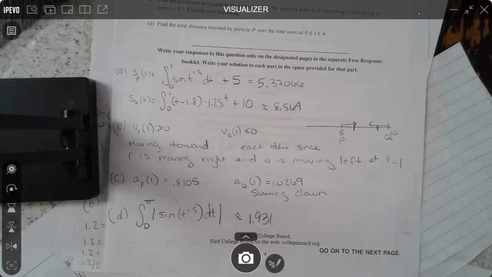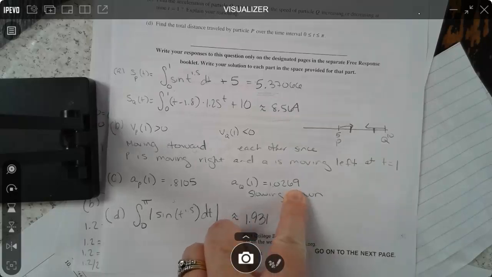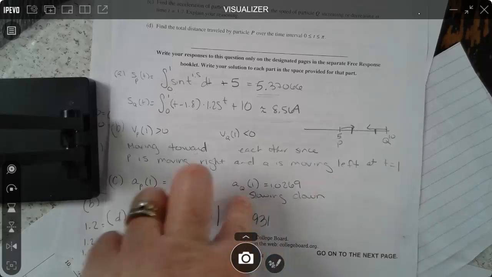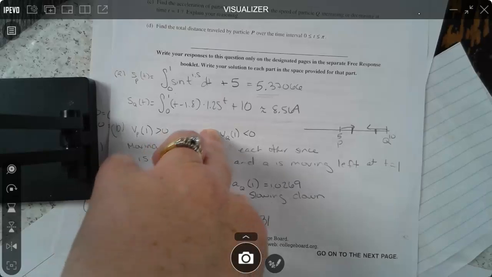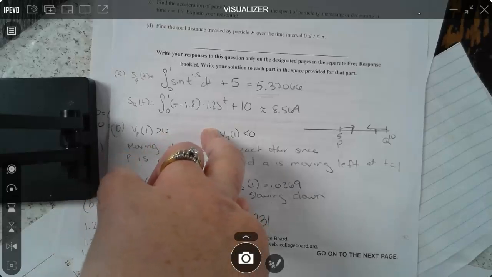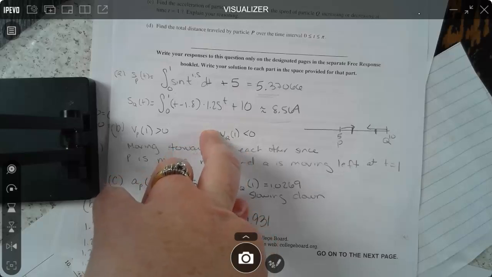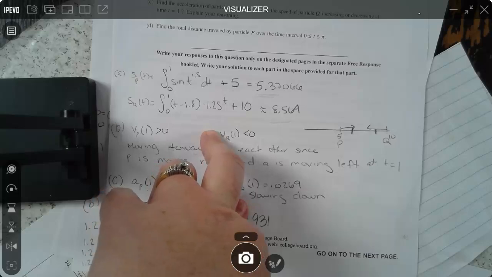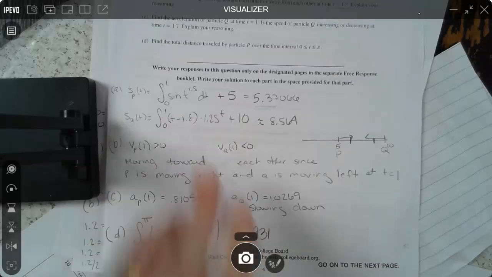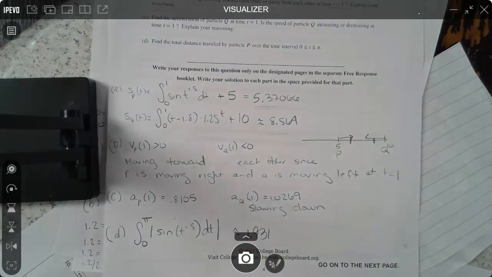So your acceleration gives you 1 point. If you have 1.0269, that's a point. If you said that the speed was decreasing because the signs of the two are different at time 1, that gives you another point. That was 2 points. The sign of acceleration and velocity are different at time 1. Y'all did better than me on this one. I'm already at 5 points.